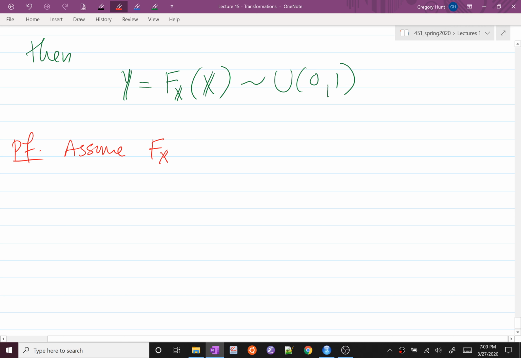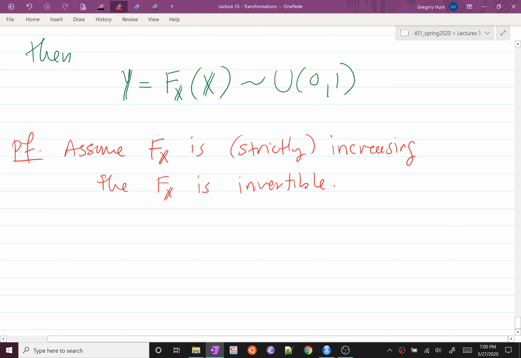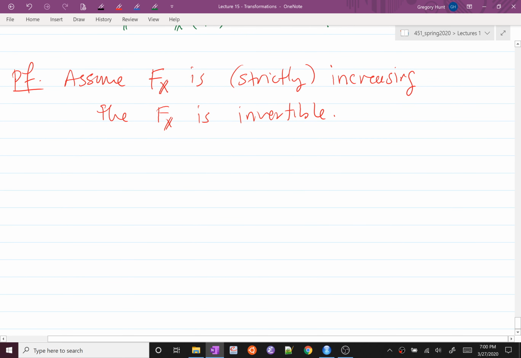we can assume that F_X is, now typically we say all CDFs have to be increasing. For this short version of the proof, we're going to say that F has to be strictly increasing. It can't be flat at any point. There is a proof version where we don't require strictly increasing. If it's strictly increasing, then F_X is invertible. So F_X inverse exists. Okay. If F_X inverse exists, then we can play the following game.